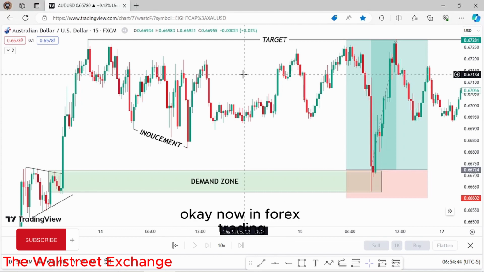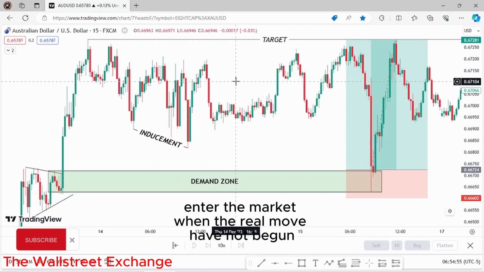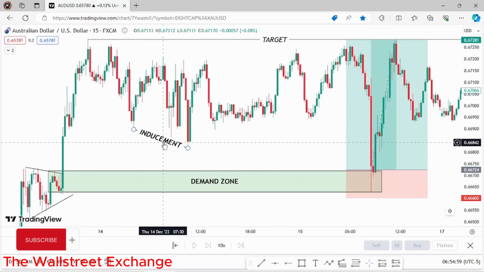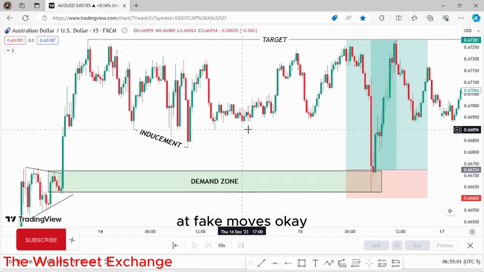Okay, now in forex trading, inducement is when buyers are tricked by the market makers to actually enter the market when the real move has not begun. This is the fake move. All these swing points are the fake moves.